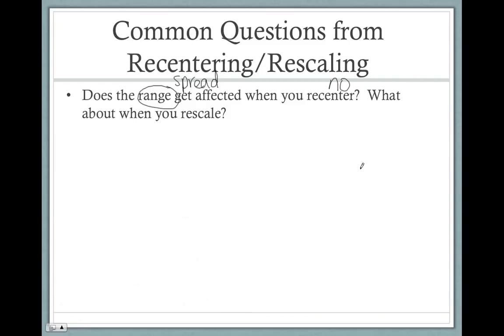The range is the maximum minus the minimum. So for example, if the maximum goes up 50 units and the minimum goes up 50 units, the distance between them stays the same. Rescaling, yes. Because if I'm multiplying each individual value by a constant, they may get more or less spread out. So no, it would not be affected if we recenter. Yes, it would be affected if we rescale.